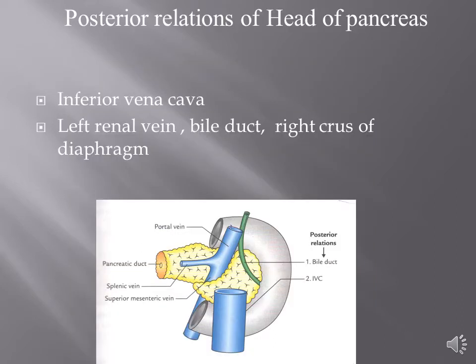Coming to the posterior relations of head of pancreas, as you can see in this diagram, a blue colored vessel, that is IVC. So IVC is a very important posterior relation along with left renal vein, bile duct and right crus of diaphragm. This bile duct requires special mention because whenever there is enlargement of the head of pancreas because of any tumor or any other pathology, then the bile duct can be compressed and it can result in jaundice.